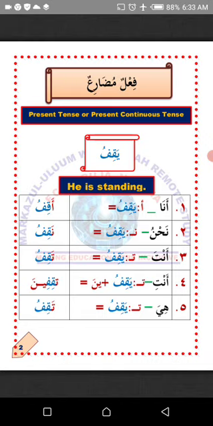Khamsa, number five. Hiya, she. So how do we change the verb yakifu to suit hiya? All you need to do is to detach yaun and attach ta'un. So the verb yakifu will now become takifu, which means she is standing.